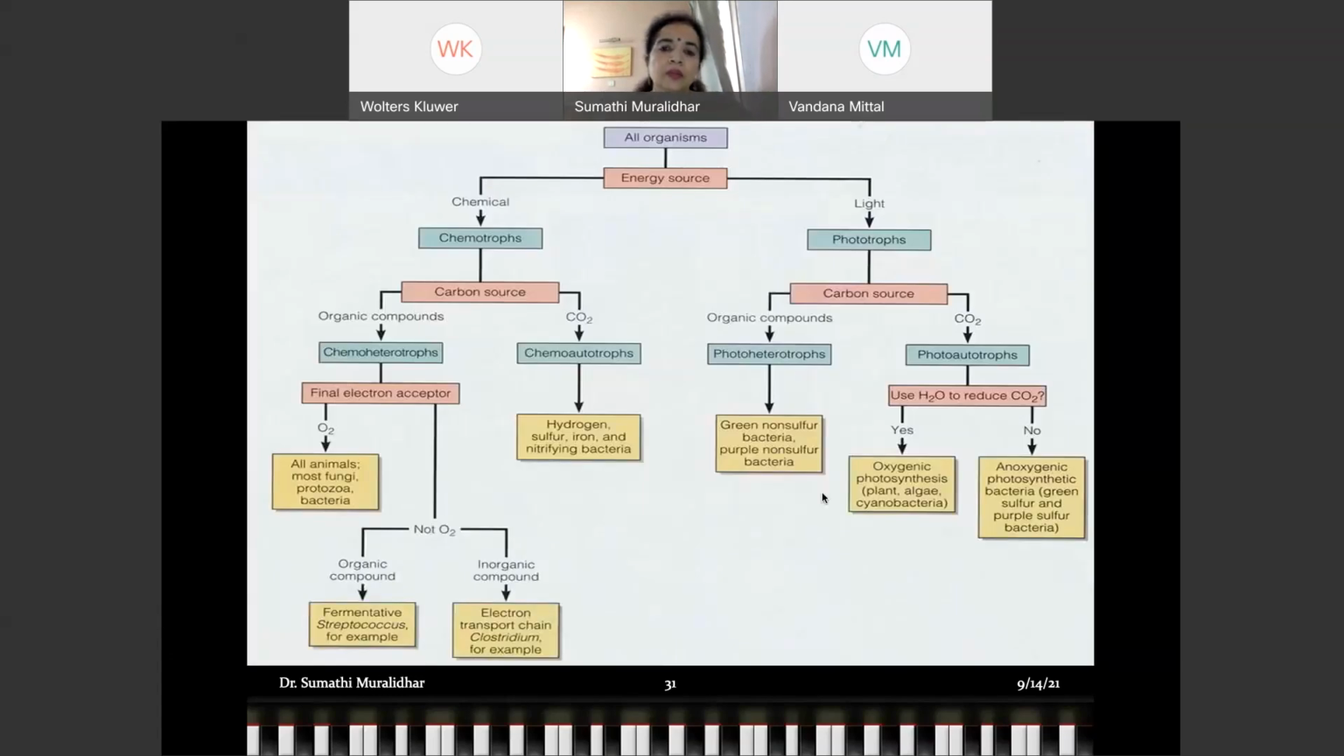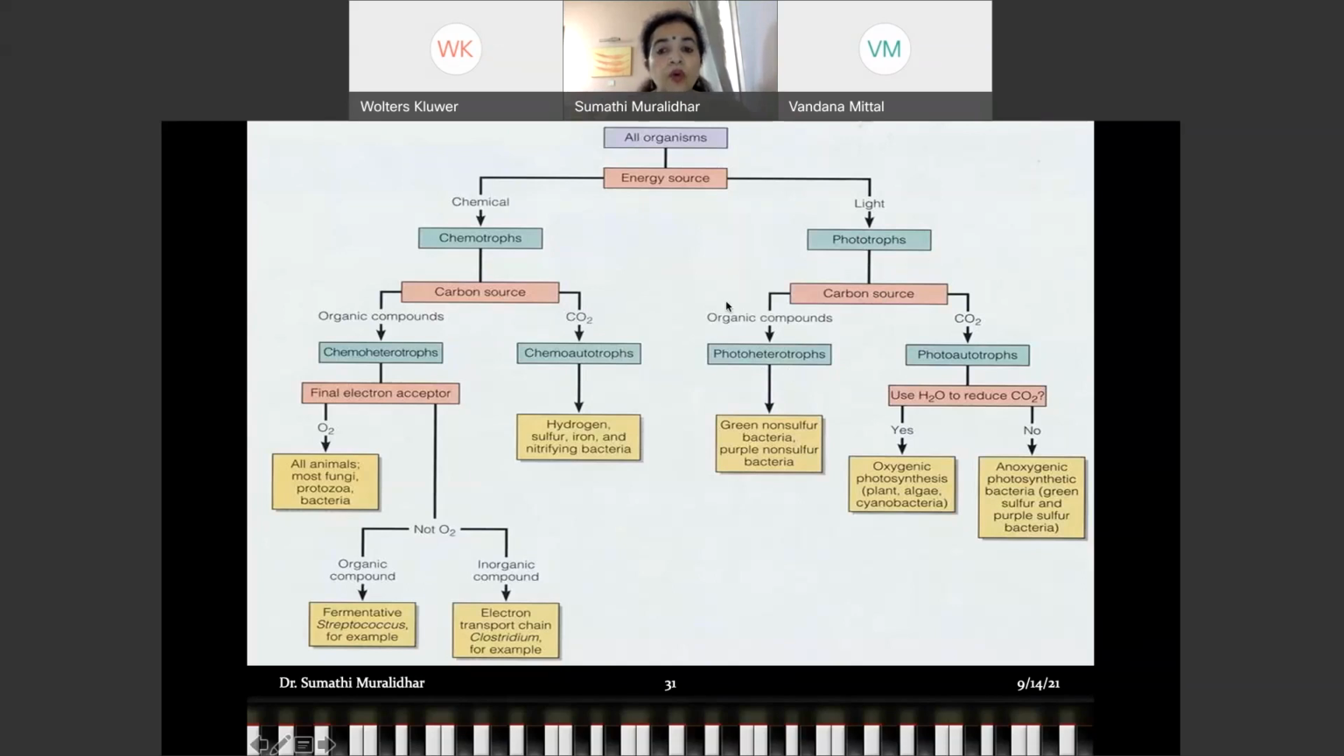Now, this is a chart showing the different life forms divided based on the energy source. So if the source of energy for an organism is light, then they are called phototrophs on the right side. Phototrophs, and if the carbon source is from inorganic compounds, you call them photoautotrophs. That means just by using carbon dioxide and light, they make their own food, as we've learned in our biology classes. So they are the photoautotrophs. And then if they require organic compounds and light, they are called the photoheterotrophs.